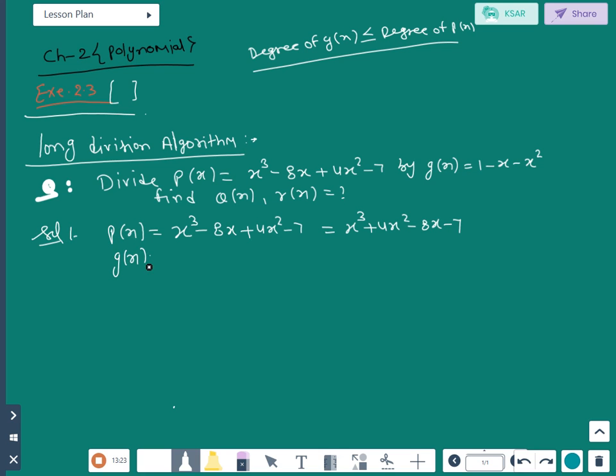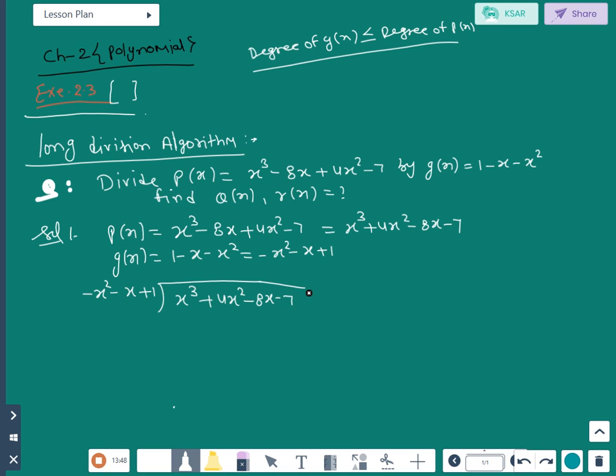Second, g of x equal 1 minus x square. Highest power is x square with sign, so minus x square minus x plus 1. Now we will divide. Minus x square minus x plus 1 is divided into x cube plus 4x square minus 8x minus 7.